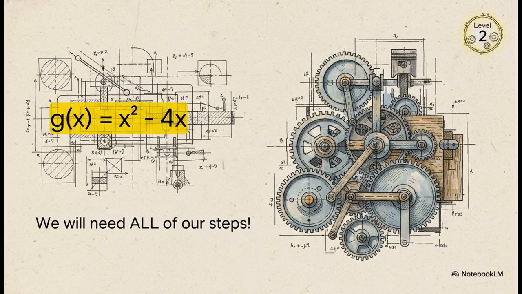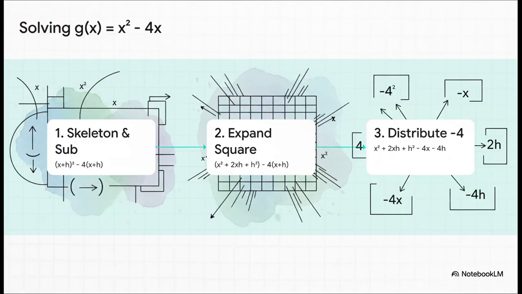Now we're dealing with a quadratic function. This one's going to need all of our steps, including that super important expansion of a squared binomial. The function is g of x equals x squared minus 4x. All right, let's do this. Step 1, the skeleton and substitute.